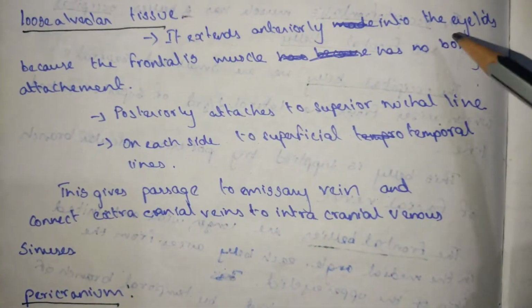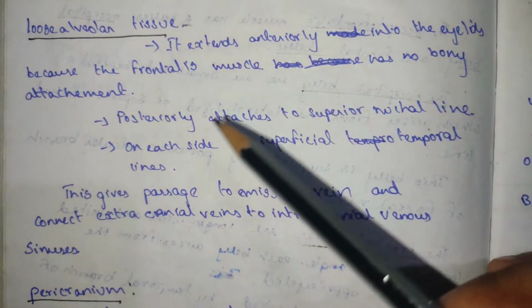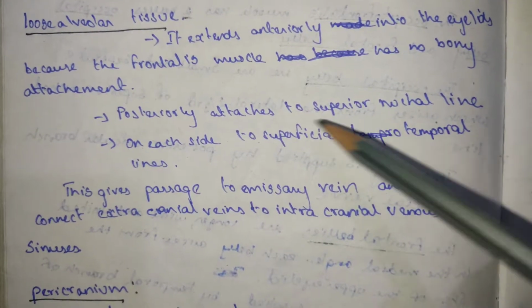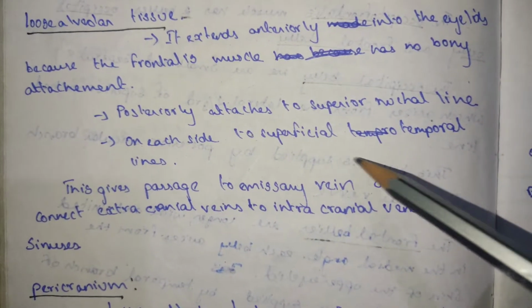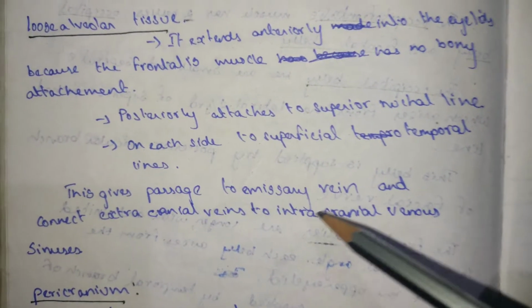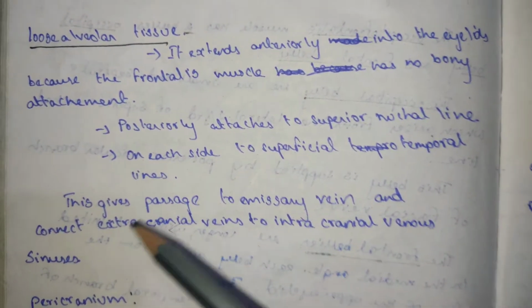It extends anteriorly to the eyelid because of the frontalis muscle and has no bony attachment. Posteriorly it attaches to the superior nuchal line, on each side the superficial temporal line. This gives passage to the emissary vein and connects the extracranial vein to the intracranial venous sinus.